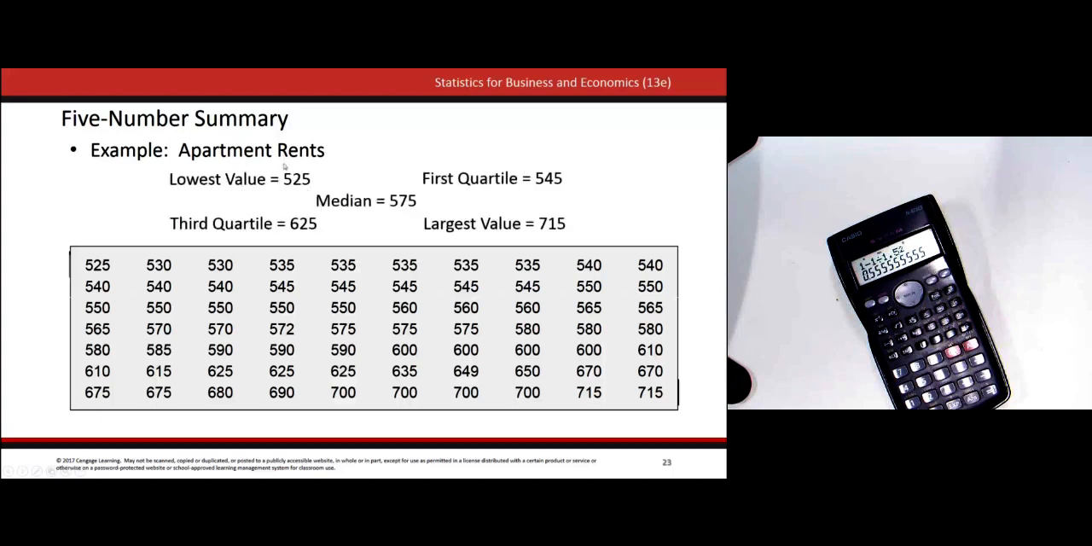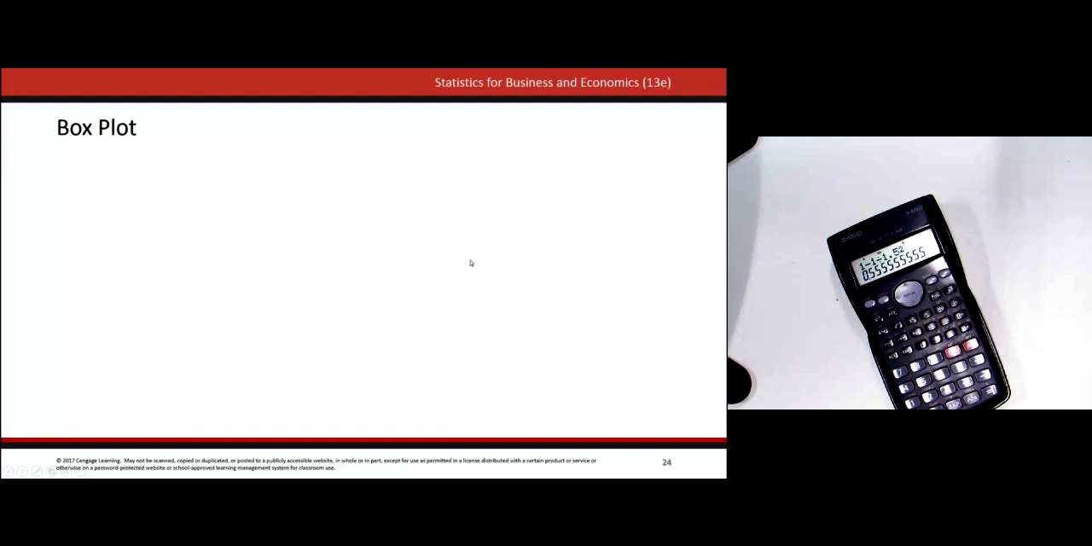Now here is the 5 number summary: the smallest value, the minimum value, is 525. First quartile 545, median 575, third quartile 625, and the largest value 750. This is the 5 number summary: smallest, first quartile, median, third quartile, and the largest value. Now how do we obtain the box plot? So this is the range of the values. You can draw this vertically or horizontally.